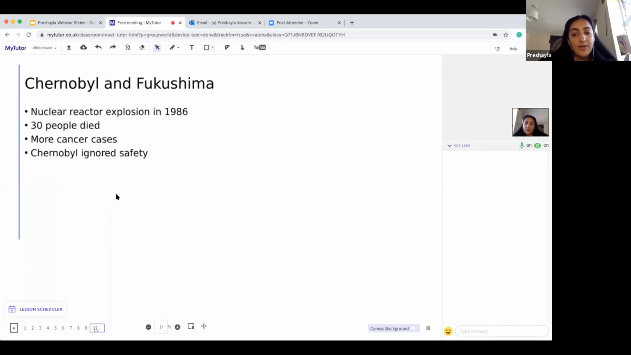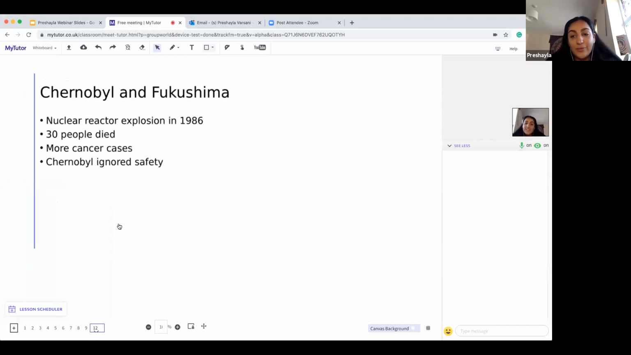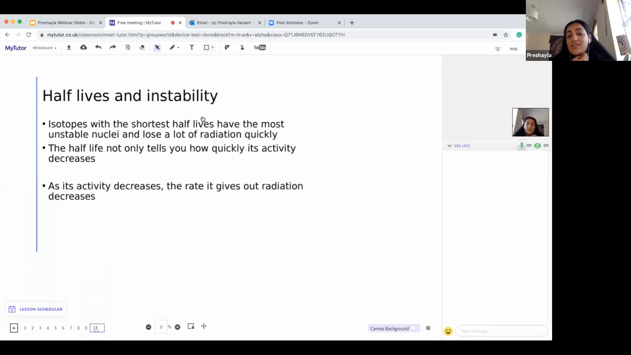Okay, so another nuclear issue that you may have heard of is the Chernobyl disaster that happened in 1986. So in 1986 in Chernobyl, a nuclear reactor exploded, 30 people died and hundreds of thousands of people had to be evacuated. The cancer cases went up and lots of people got leukemia. This happened because Chernobyl ignored safety advice. And so what we learned from that nuclear accident is lots of different ways that we can improve our safety, and out of it came greater risk assessment.